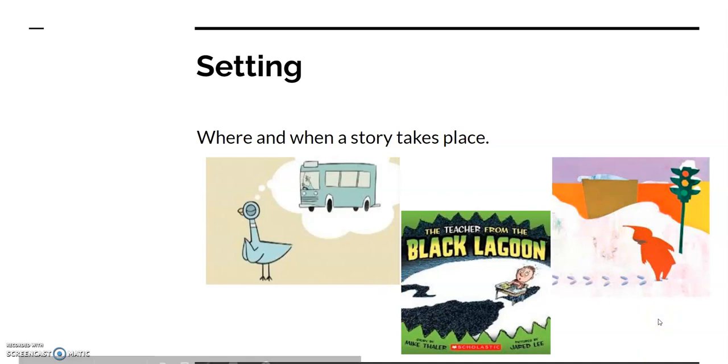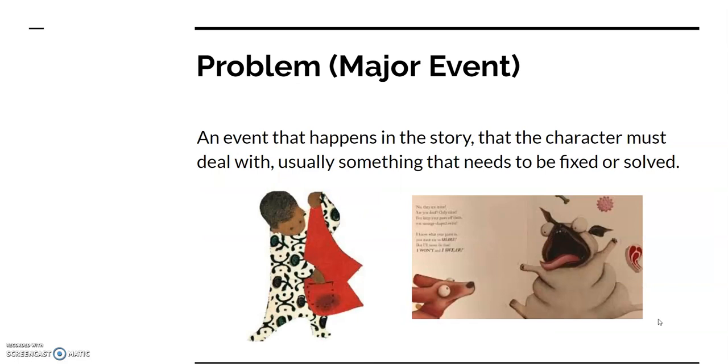Now let's take a look at problem. Problem is also called a major event in a story. This is something that happens in the story that the character must deal with. It's usually something that needs to be fixed or solved. So here, Peter has a problem when he brings snow in from outside and it melts. He has to figure out why it melted. And here we have our friend Pig the Pug, who of course likes to always blame Trevor for all the things that go wrong in his life.